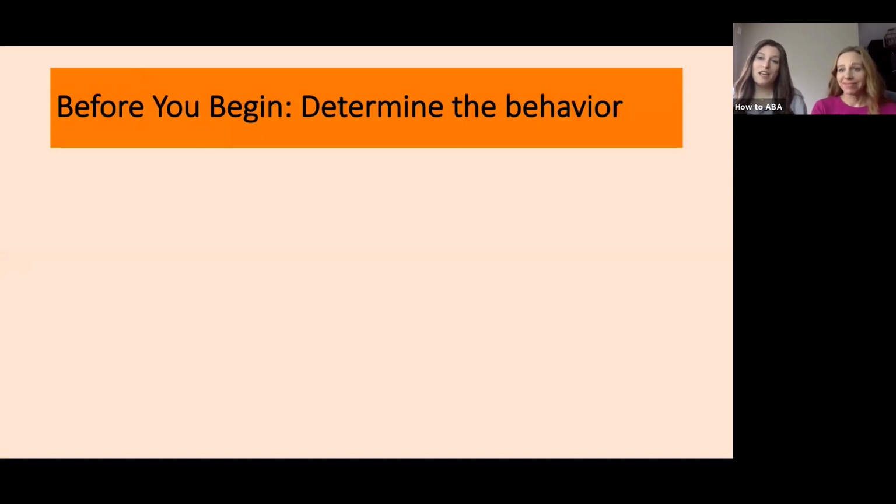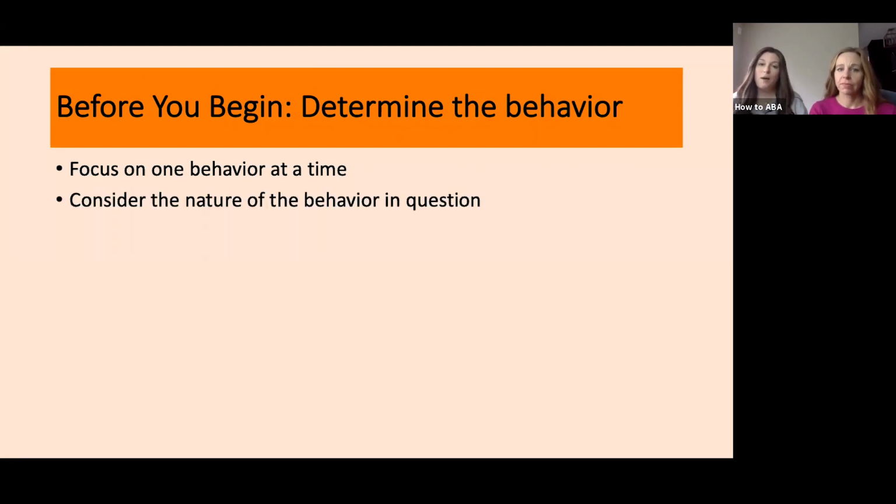Okay, so the first thing is determine the behavior. Even before we start with an FBA, is this a behavior that we need to intervene on? There's a lot of reasons why we may not want to do an FBA. Some of the reasons that we may want to do an FBA is because it is really important. It's interfering with our quality of life. But sometimes there's a lot going on, and we're not going to get a really meaningful intervention in place.